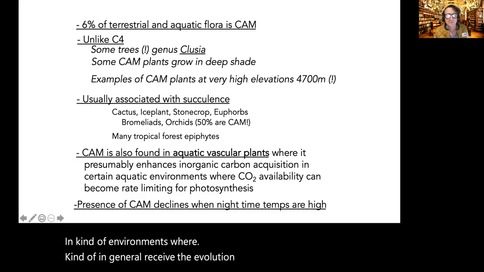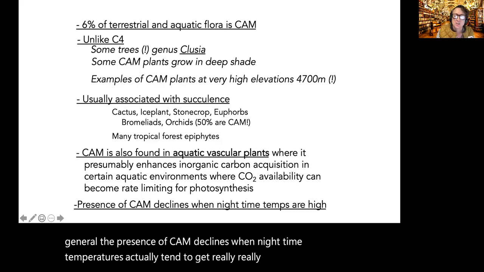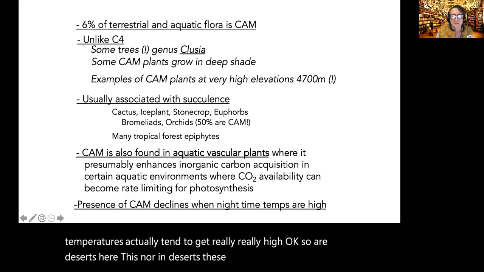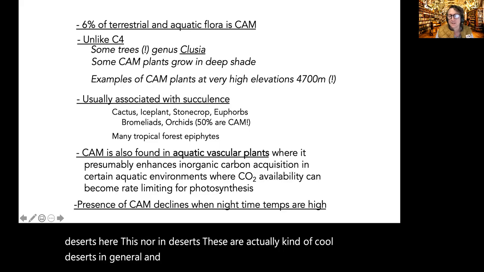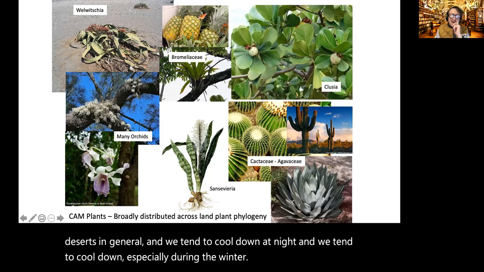And in general, the presence of CAM declines when nighttime temperatures tend to get really, really high. Okay, so our deserts here in the Sonoran Desert are actually kind of cool deserts in general. We tend to cool down at night, and especially during the winter. Okay, so some crazy CAM plants.